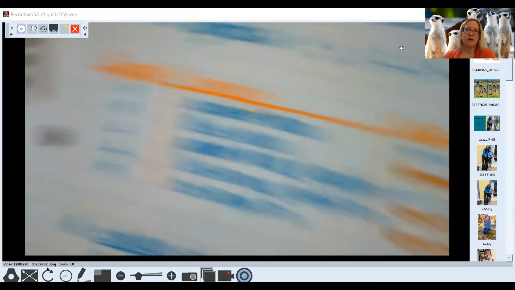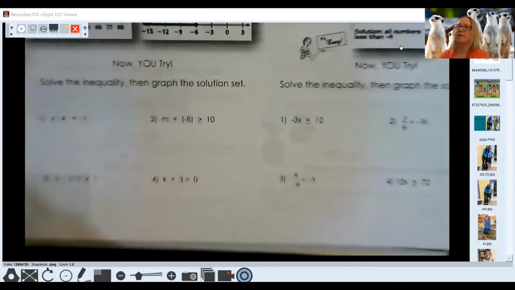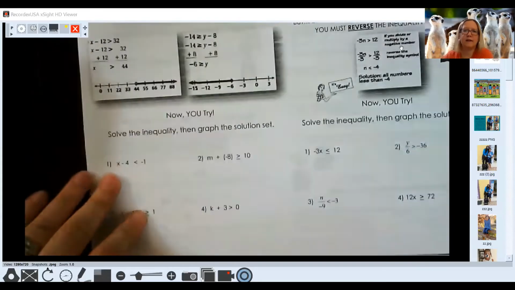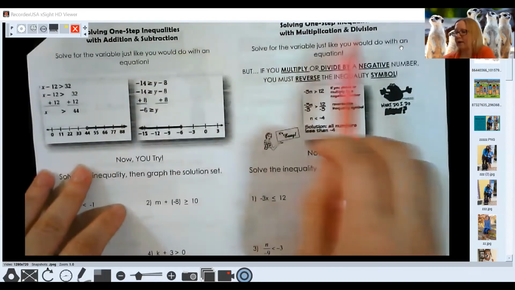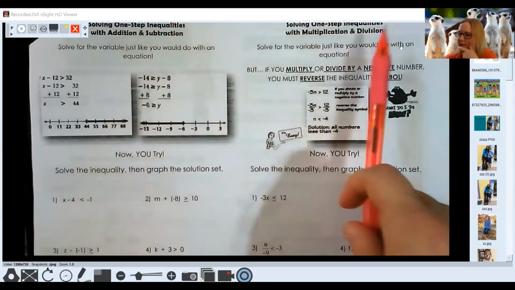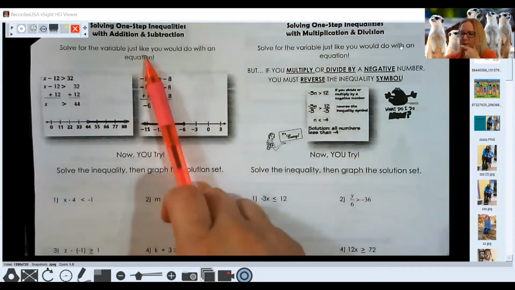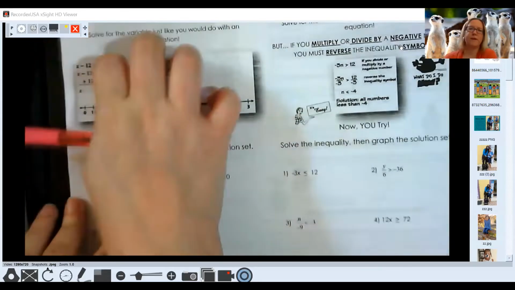All right, so looking at page 9 in your MSG, I've broken this page down so that the first half we're just looking at inequalities that deal with addition and subtraction. Then we'll move on to multiplication and division. There is one major difference between addition and subtraction and multiplication and division when we're solving inequalities. So let's look at the basic stuff first.